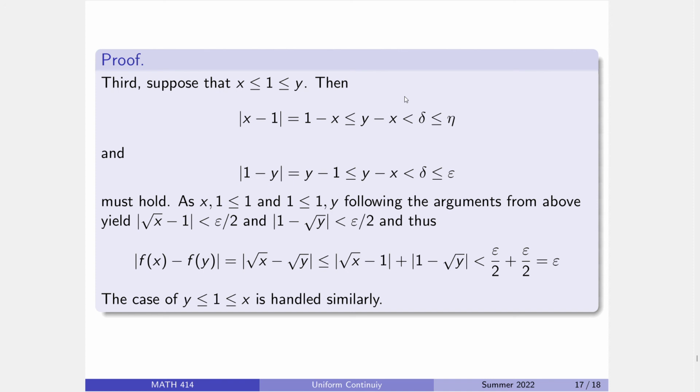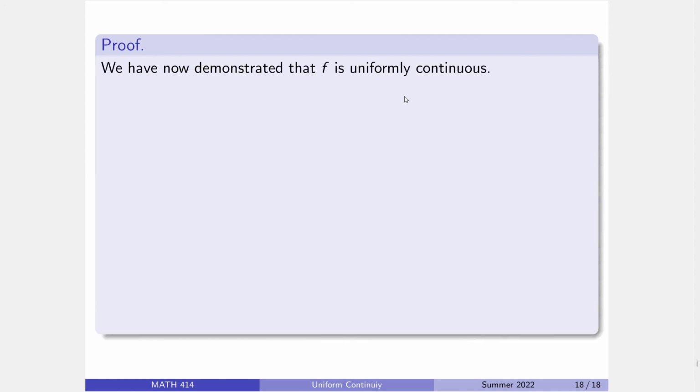That's really interesting to think about. Right, because square rooting undoes x squared. But x squared is not uniformly continuous, but square root of x is. Very neat. Okay. All right. So we are almost done for today. So we've demonstrated that f is uniformly continuous. The only thing we need to do now is actually verify that it's not Lipschitz. So we have an example of uniform continuity, but not necessarily having Lipschitz.